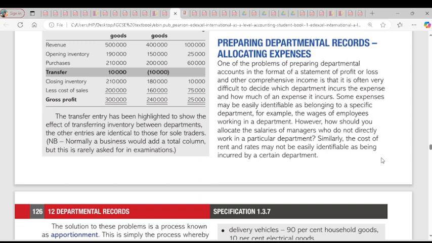Here I wrote apportionment: the process whereby expenses are shared out between departments on a rational basis decided by the business, which is policy, which accurately reflects how the overheads were incurred. So which department incurs what? That is what apportionment is about. Is it clear, please? Yes.